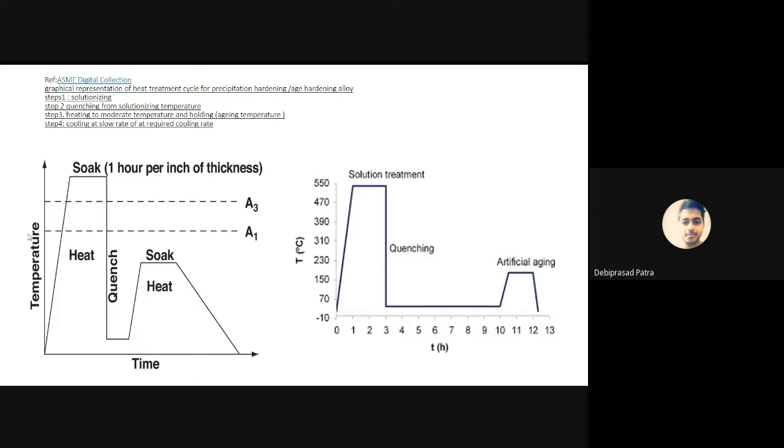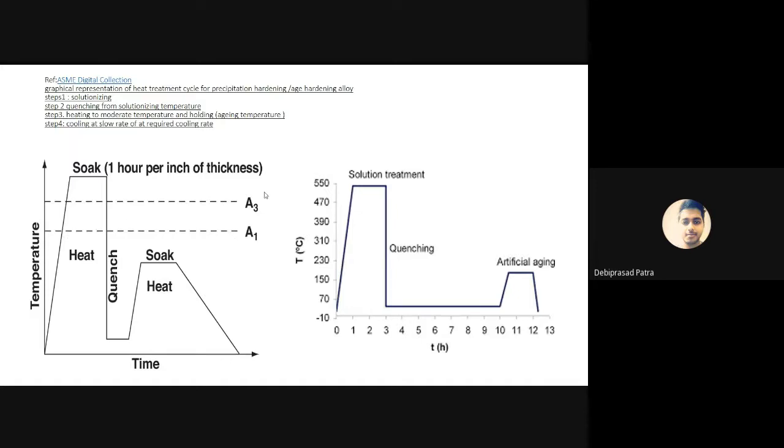This is the heat treatment cycle. You have to remember, if somebody asks you to draw a heat treatment cycle for a precipitation strengthening alloy, this is the heat treatment cycle. Sometimes in interviews they ask, please draw a heat treatment cycle for a precipitation strengthening or precipitation hardening alloy. So this is the diagram. Either you draw this diagram. This diagram is for a steel.